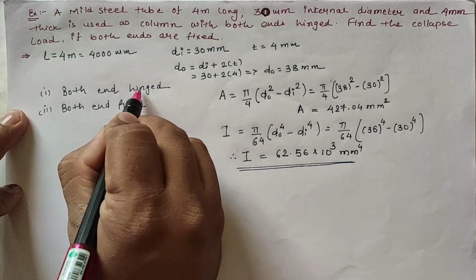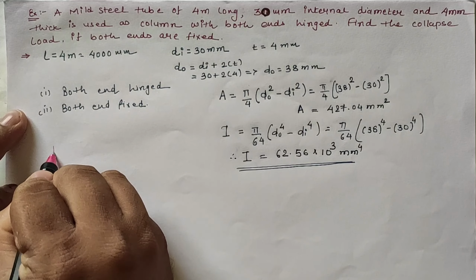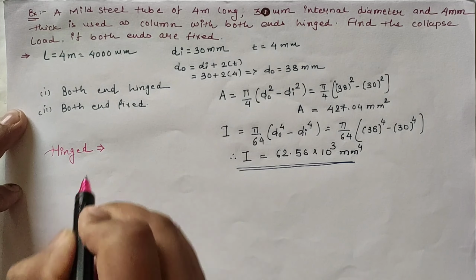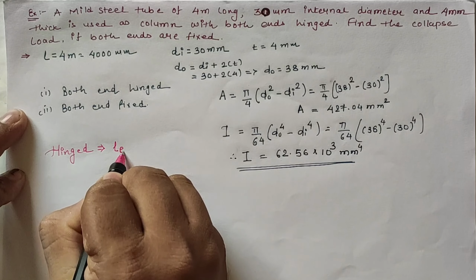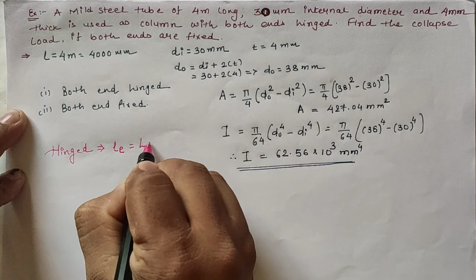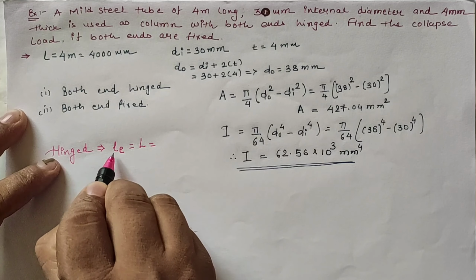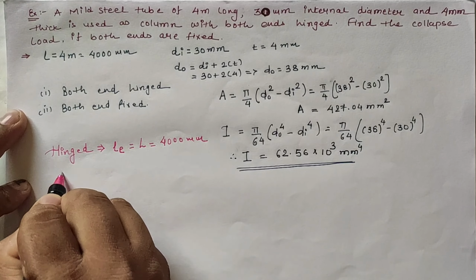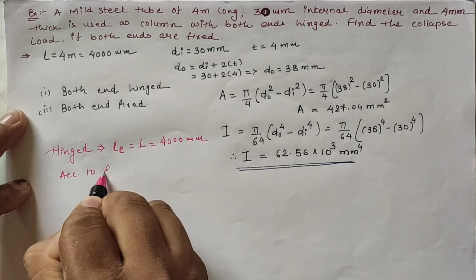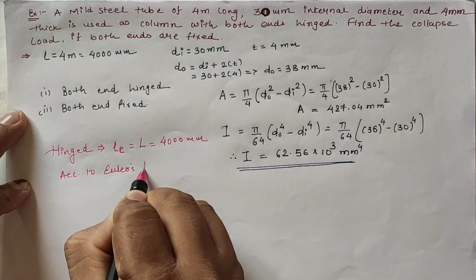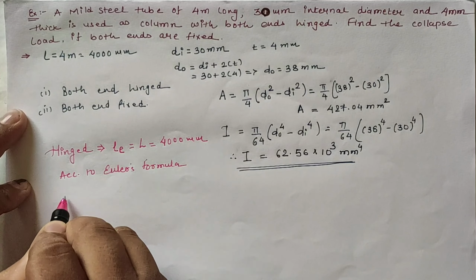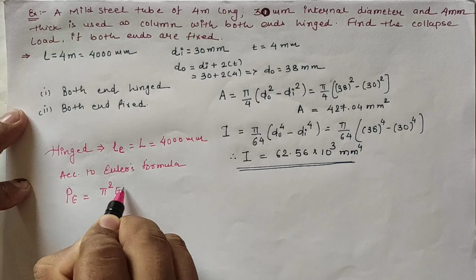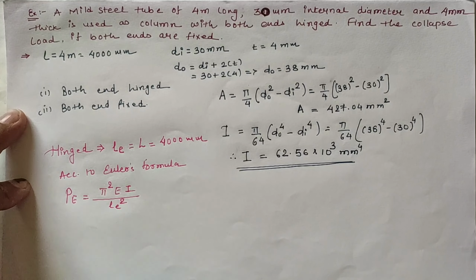Now if both ends are hinged, then for the hinge condition we have effective length equal to the given length. Hence for both ends hinged condition LE can be written as 4000 mm, and according to Euler's formula our load can be calculated by the equation pi square EI by LE square.